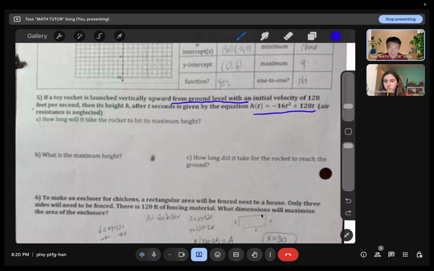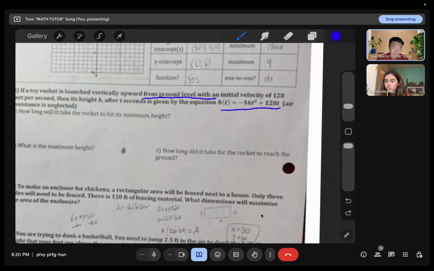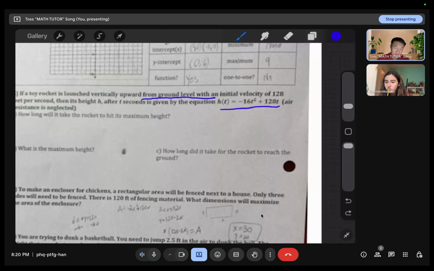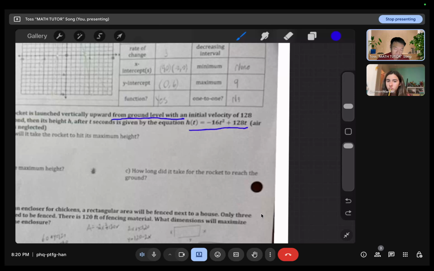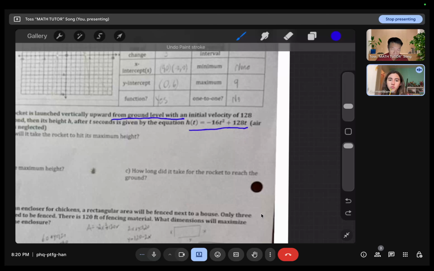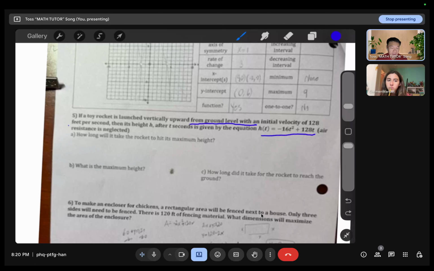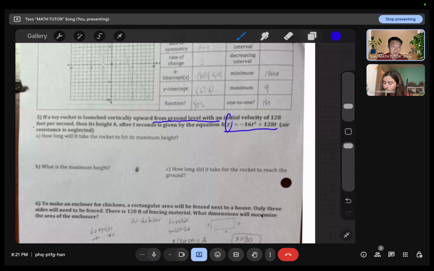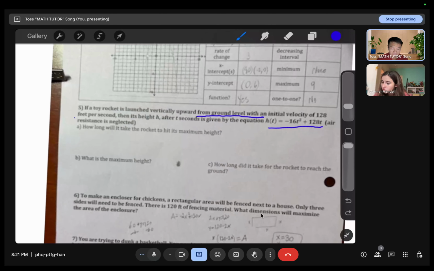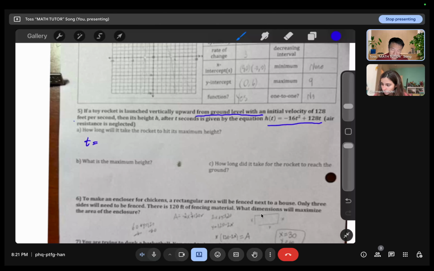Let's see. Now here we go. A: how long will it take the rocket to hit the maximum height? So all you need to do is find the vertex, the x coordinate of the vertex. Do you remember? Let me write this here: x is the negative b over 2a. You see why you're using x, because it's the t. That's the time. Think about it, right? So therefore, to show the order, you write t instead of x. T equals negative b over 2a.